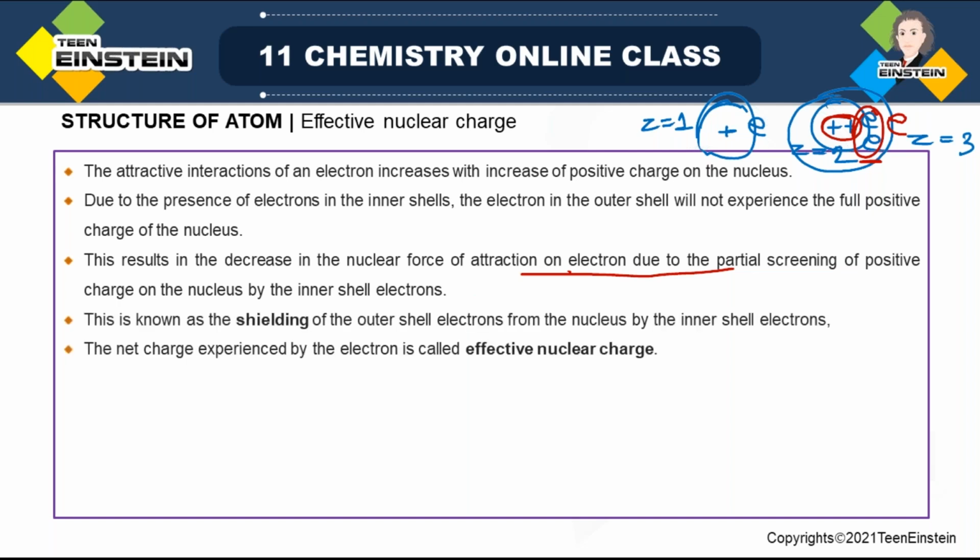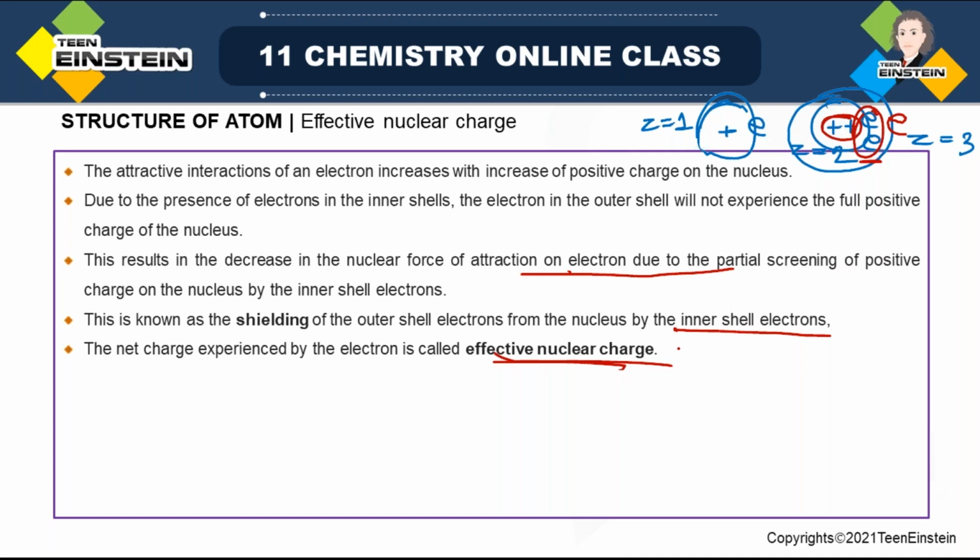This is known as shielding, sometimes called screening, of the outer shell electrons from the nucleus, and it is because of these inner shell electrons. Now, as a result, what will happen? It cannot experience the full nuclear charge that ideally it should have experienced, but it is experiencing something lesser than that, and that is why we use a new term known as effective nuclear charge. It is not the actual nuclear charge; it is effective. That is the resultant nuclear charge.